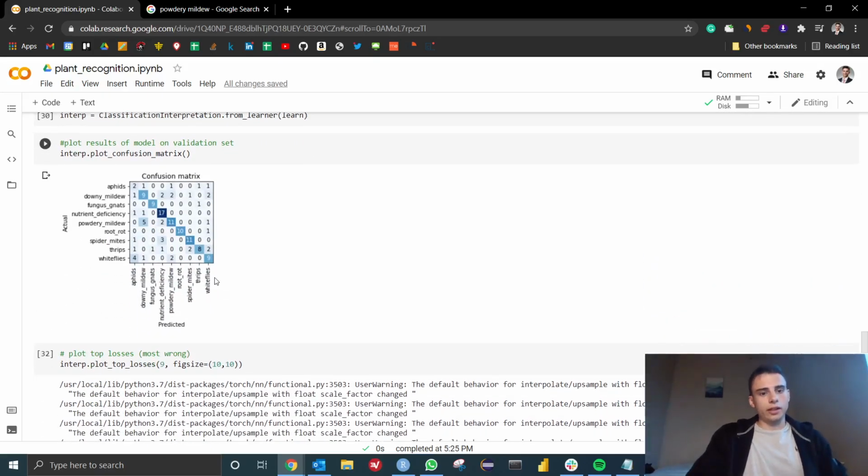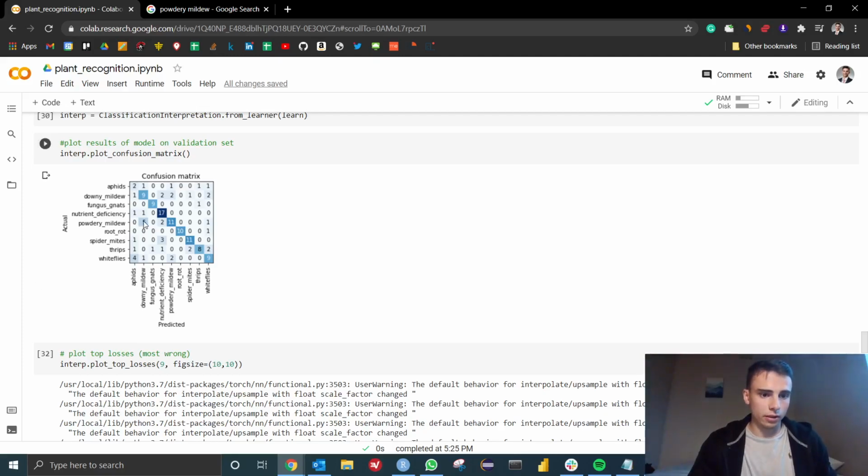I took a look at the confusion matrix to see which diseases were most commonly confused with other diseases. If you take a look at the diagonal boxes here, those are the correctly identified plant diseases, and all the other boxes are the incorrectly identified plant diseases. The great thing about the confusion matrix is that you can see which were the most common confusions.